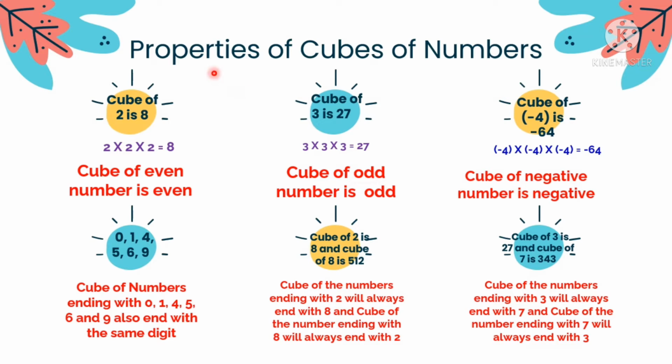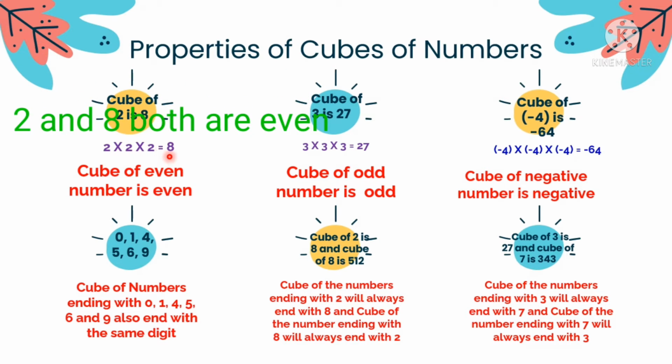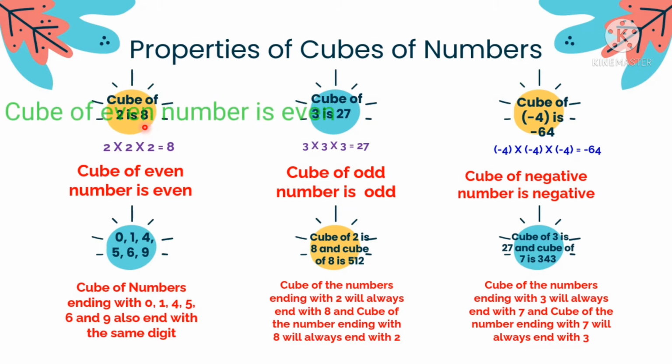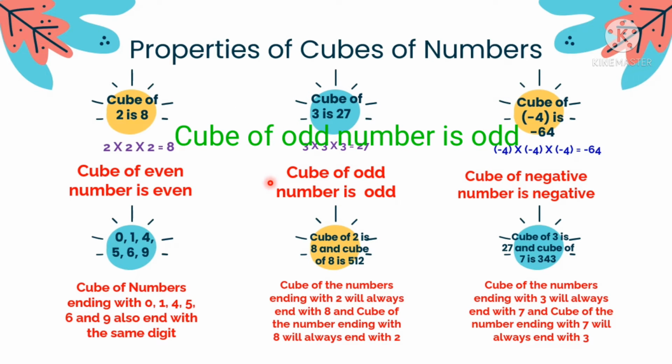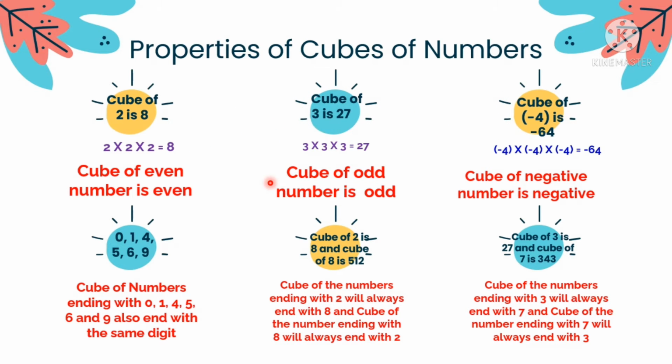Now, what are the main properties of cubes of numbers? All these properties are very important, so you have to listen carefully. The first property: we know that the cube of 2 is 8, that is 2 into 2 into 2. In this case, 2 as well as 8 are both even numbers. It means that the cube of an even number is always even. Similarly, 3 is an odd number and the cube of 3 is 27, which is also an odd number. It means that the cube of an odd number is also an odd number.